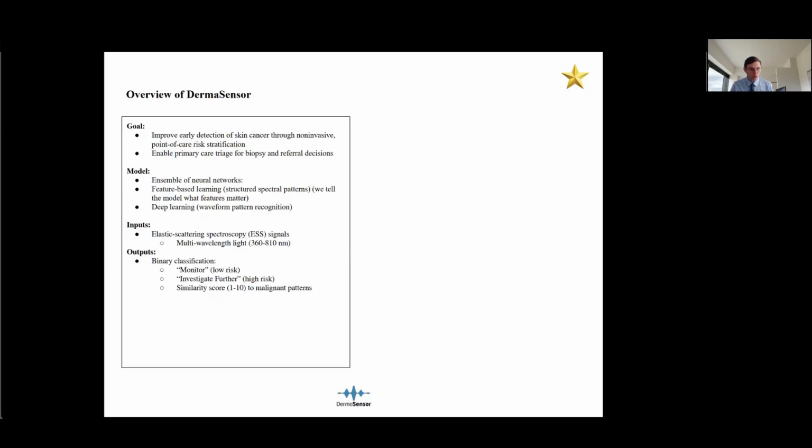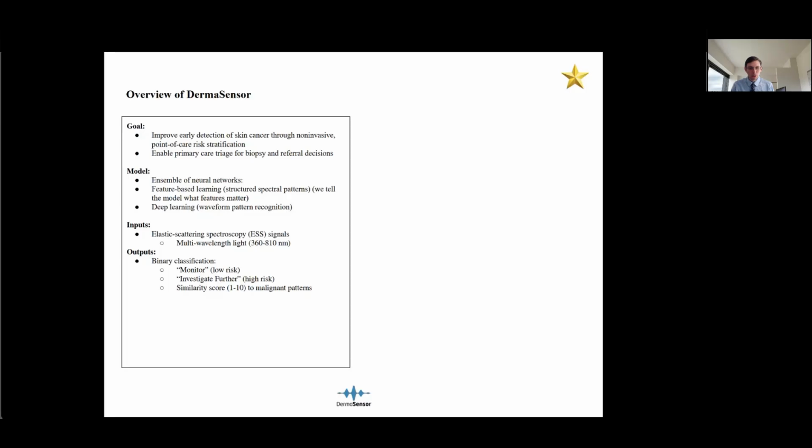The specific model of DermaSensor involves an ensemble of neural networks, and specifically two different types. The first is a feature-based learning, which takes structured spectral patterns. What does that mean? It means really we tell the model what is important, what features are important. And it also incorporates a second part, which is a deep learning model. And that is really the waveform pattern recognition.